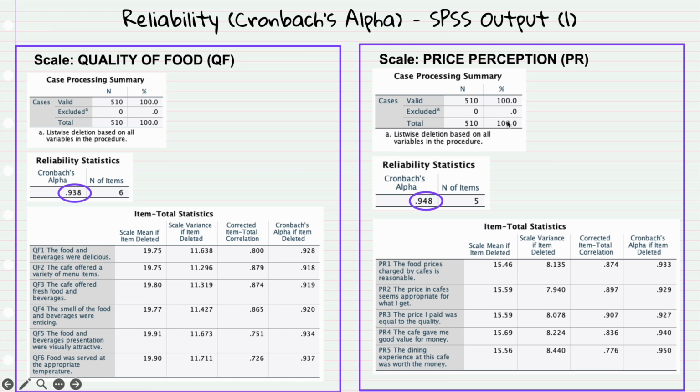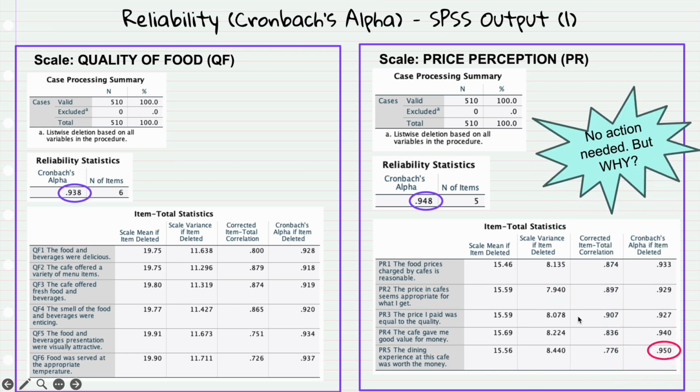For price perception, alpha value 0.948. Also excellent. Customers answer price items consistently. This means that we can trust price as a stable construct. But you can see here, alpha for PR5 can increase slightly if removed, but no action needed. We'll talk about this later.